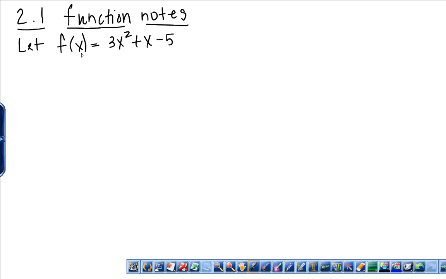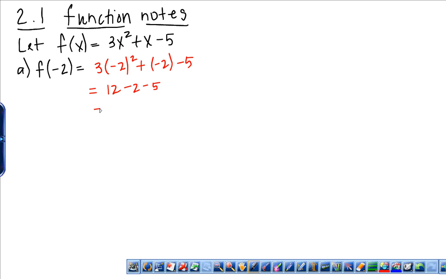Remember, the only thing I need to do to make this an equation is to replace the f of x. Okay, so if I start off with my first problem, I would say f of negative 2. In order to work this problem, all we need to do is plug in my negative 2 for every value of x. That simplifies to 12 minus 2 minus 5. And then that's going to give me a final answer of 5.